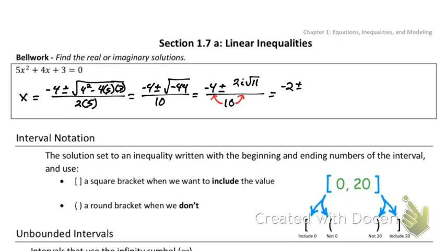Then we'd have plus or minus 2 divided by 2 is 1, so we just have i square root of 11, and it's all over 5. So the correct answer is A, negative 2 plus or minus i square root of 11 all over 5.